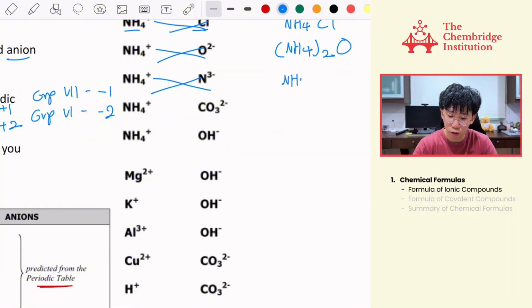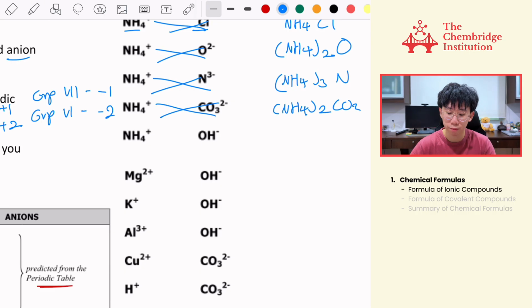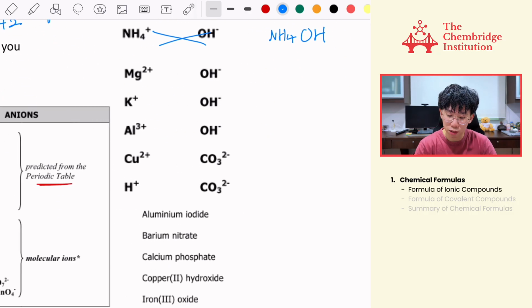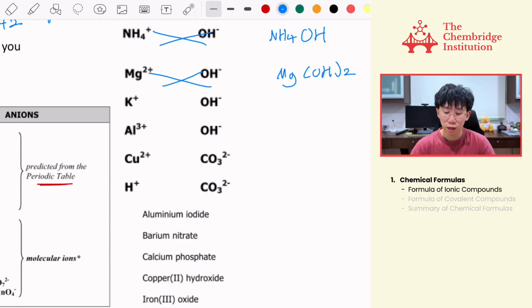You get (NH4)3N. We're just going to keep repeating this pattern. So NH4+ and CO3 2-, you just crisscross, so you get (NH4)2CO3. And then NH4+ and OH-. Again, you just crisscross. They're just in a 1:1 ratio. Mg2+ and OH-, you just crisscross over here, so just Mg(OH)2. K+ and OH- is 1 plus and 1 minus, so it's just KOH.